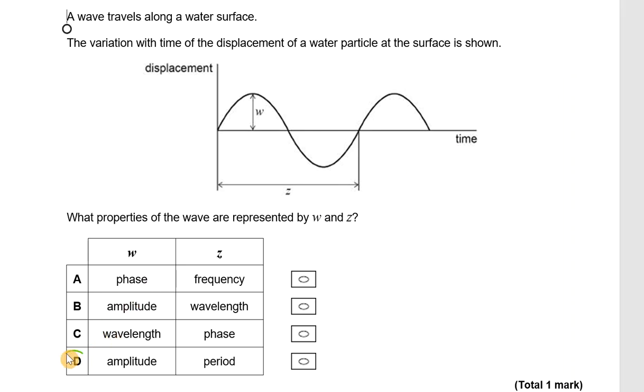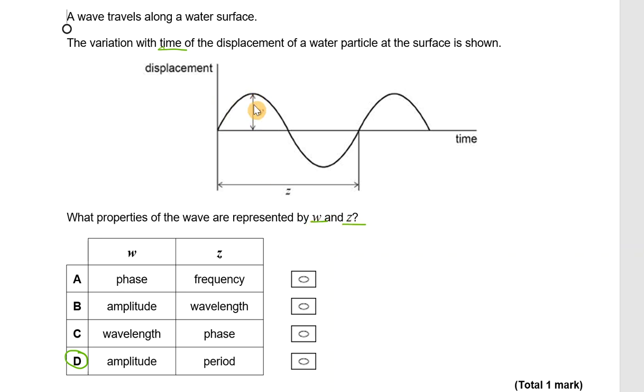And if you got the answer D, well done. So let's have a look. A wave travels along a water surface. The variation with time of the displacement of the water particle at the surface is shown. What properties of the wave are represented by W and Z?